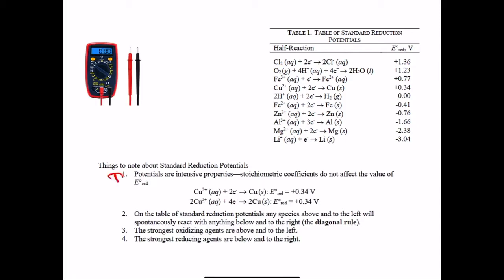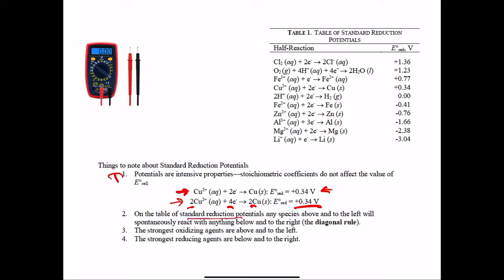Notes, potentials are intensive properties. So what that means is the stoichiometric coefficients don't matter. We would write copper 2+ is reduced to copper 0, and the potential is plus 0.34 volts. If I doubled this, having 2's here, the reduction potential doesn't change, right? It doesn't depend on how much is there. So the potential is just the same.